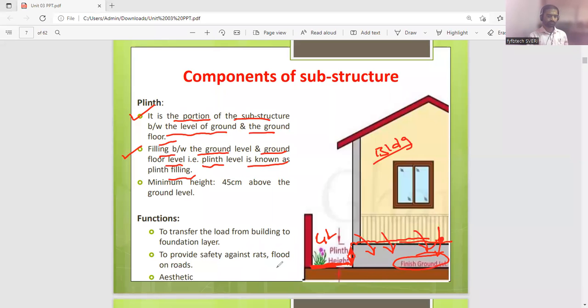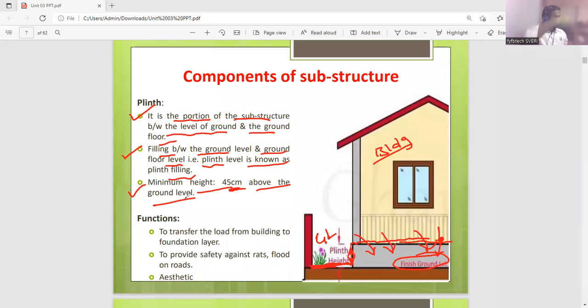Okay. Then the minimum height for the plinth is 45 centimeters above the ground level, so almost 100% you can consider. Whenever there is a road and your building is there, almost there is a height. The floor inside your building is higher than your road level. That is called the plinth. Why is it maintained? What is the need?